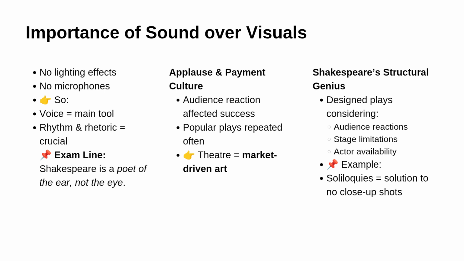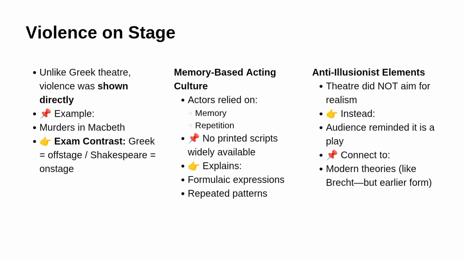So, the key idea is that Shakespeare used sound, language, and structure very intelligently to overcome the limitations of his stage and create powerful dramatic effects. Now let us examine three important aspects: violence on stage, memory-based acting culture, and anti-illusionist elements.